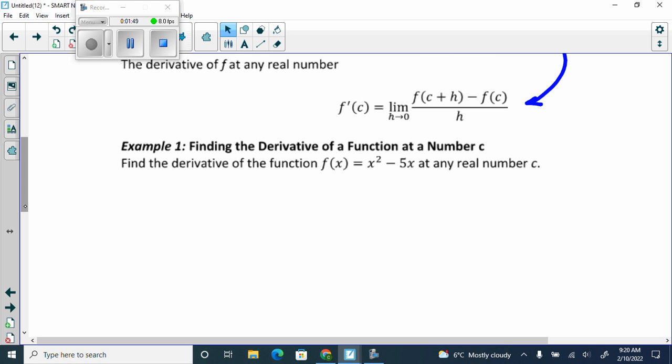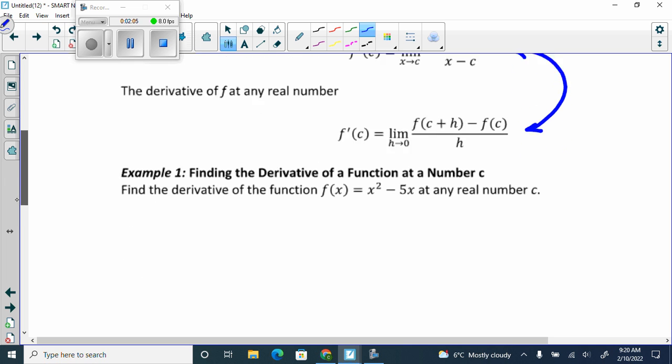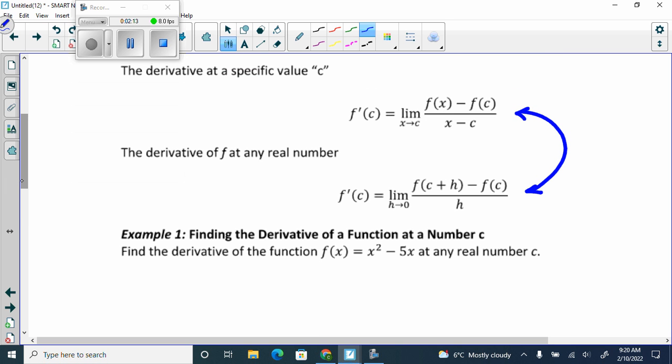So example 1 here is finding the derivative of a function at a number c. I'll do the 3 different ways. I'll do the bottom one first because it's one we're most used to, then the top one, and then we'll just do the power rule, even though that's where my heart wants to go. Actually, I might just do the top one first, because everyone can do the bottom one. I'm just going to show you the top one because it's just a little different. And then we'll do the power rule, because that's where everyone wants to go.